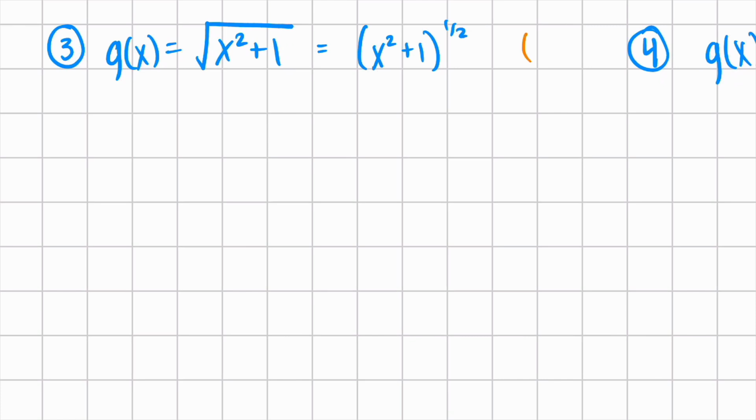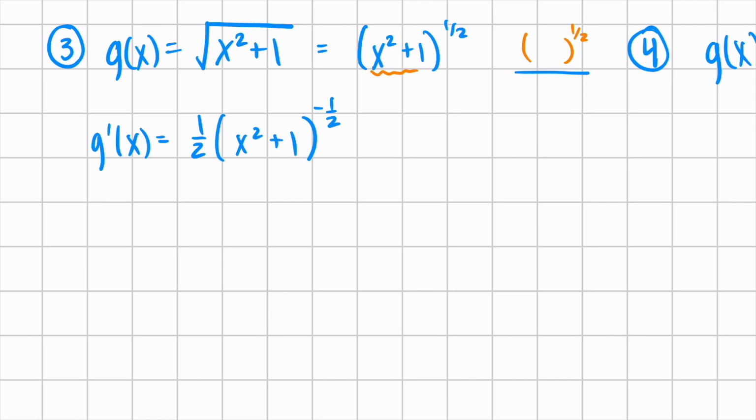Notice that your outer function is going to be technically x to the 1/2, but you can think of it as just I have stuff to the 1/2. That's your outer function. Your inner function is going to be this x squared plus 1. So g prime of x is going to be, I'm going to do my power rule with x to the 1/2. Your stuff stays the same. Decrease your exponent by 1. We get negative 1/2. Your x squared plus 1 stays the same. Now take the derivative of x squared plus 1, and we get 2x.